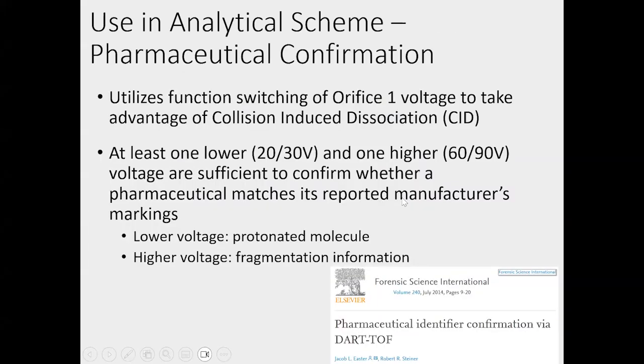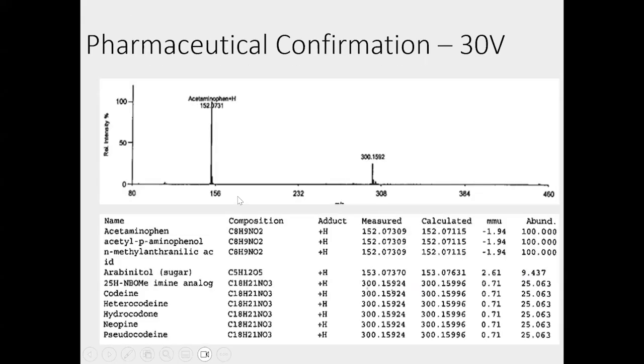The reason we're able to do this is we're utilizing, again, that function switching of the orifice 1 voltage. Again, if you're interested, this was published in 2014 in Forensic Science International. We need to have at least one lower voltage, which we're considering to be 20 or 30 volts, as well as one higher voltage, 60 or 90. That combination, as long as it's consistent with the manufacturer's markings, is considered sufficient to confirm that pharmaceutical match. At our lower voltage, we're getting the protonated molecule, and at our higher voltage, we're getting that fragmentation information.